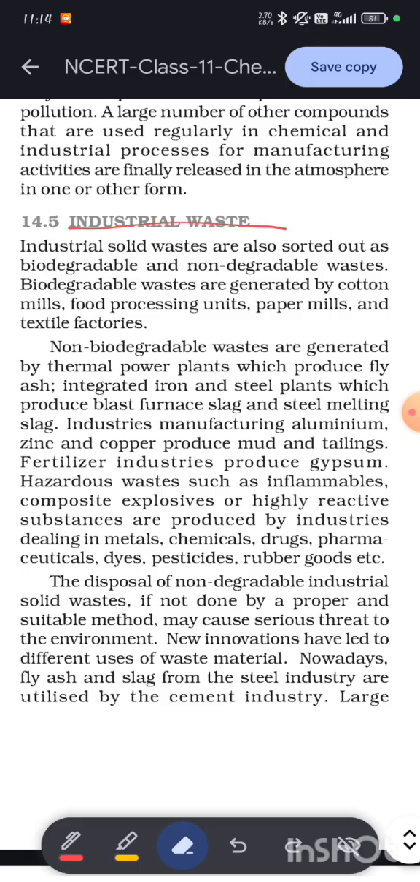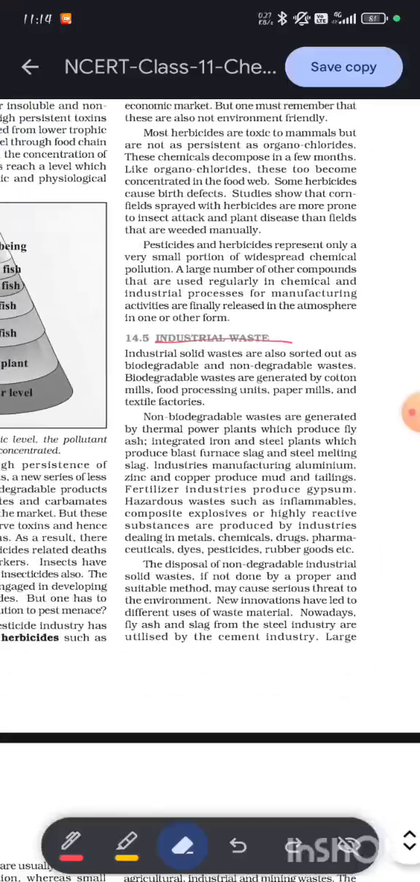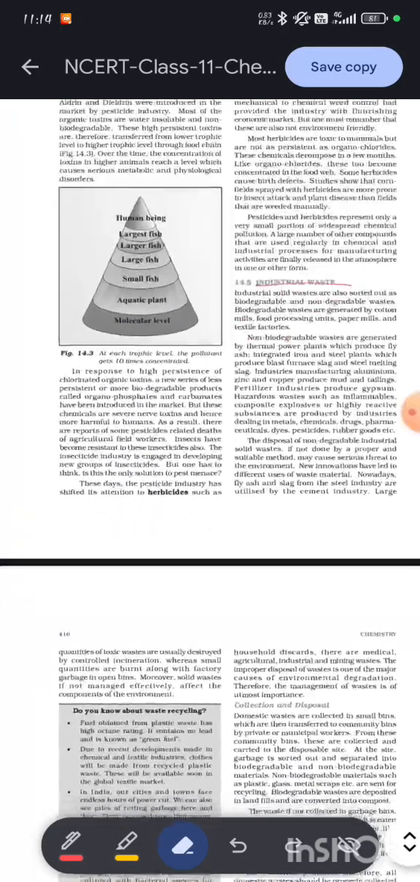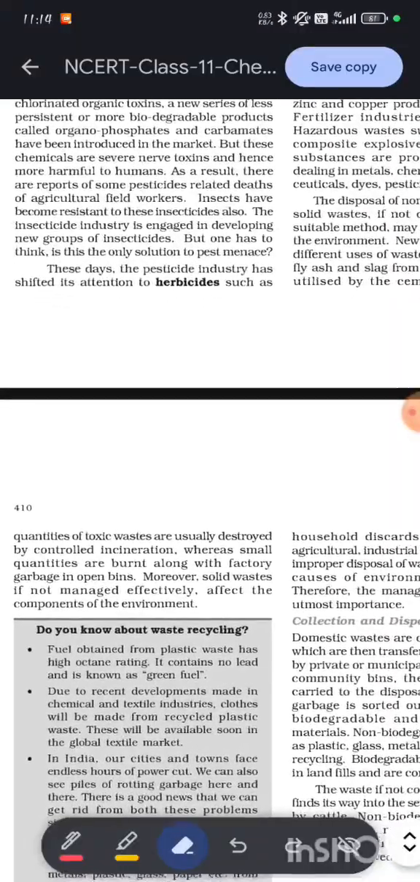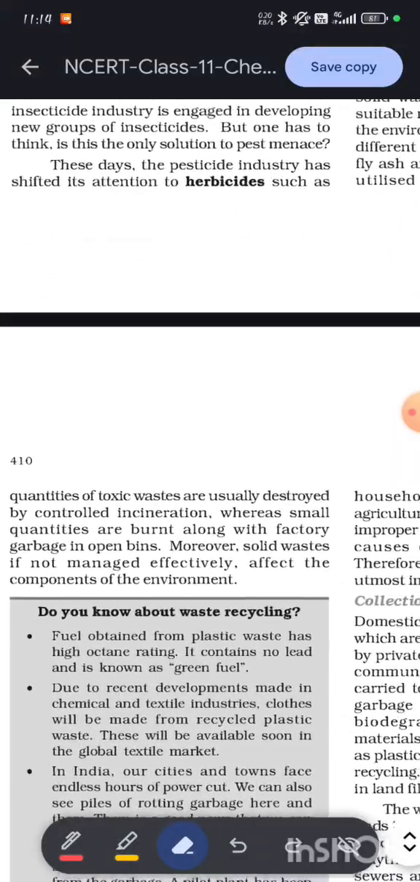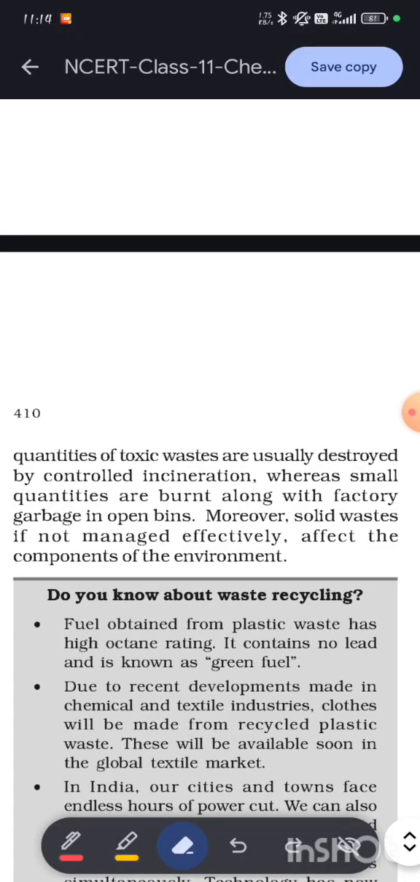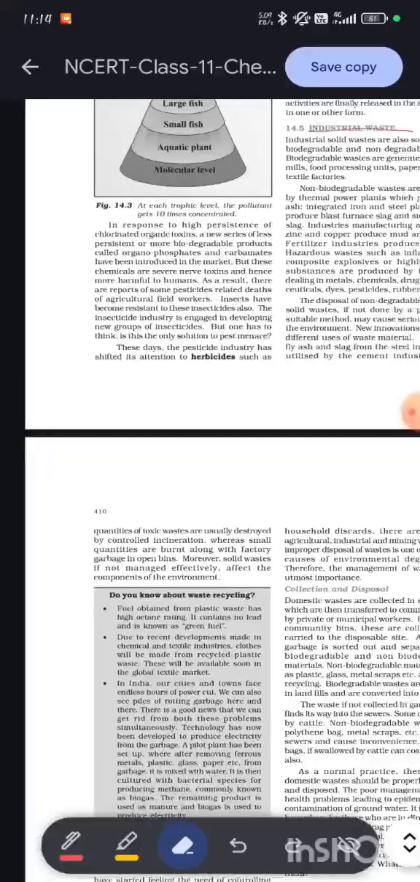Fly ash and slag from the steel industry are utilized by the cement industry. Large quantities of toxic waste are usually destroyed by controlled incineration, whereas small quantities are burnt along with factory garbage in open bins. Moreover, solid waste, if not managed effectively, affects the components of the environment.